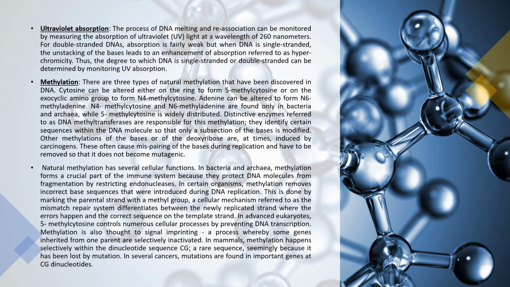In advanced eukaryotes, 5-methylcytosine controls numerous cellular processes by preventing DNA transcription. Methylation is also thought to signal imprinting, a process whereby some genes inherited from one parent are selectively inactivated. In mammals, methylation happens selectively within the dinucleotide sequence CG, a rare sequence, seemingly because it has been lost by mutation. In several cancers, mutations are found in important genes at CG dinucleotides.